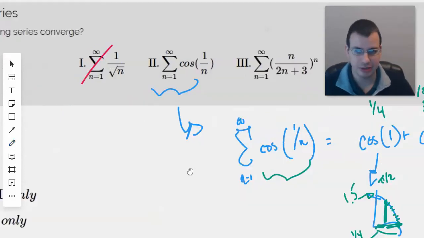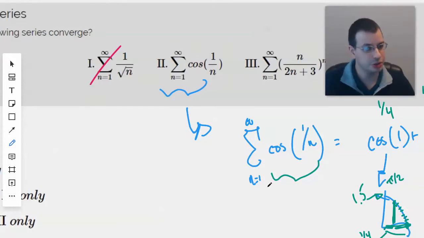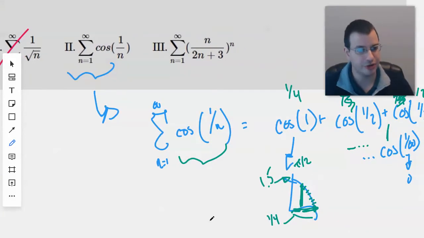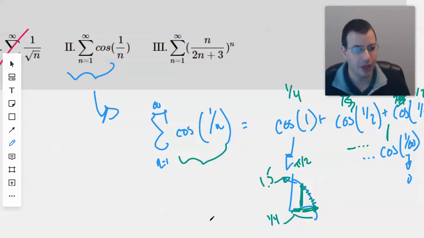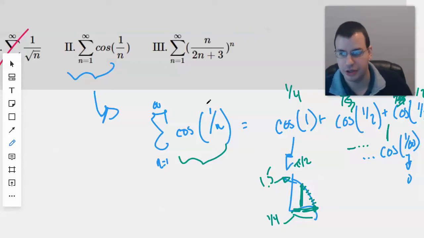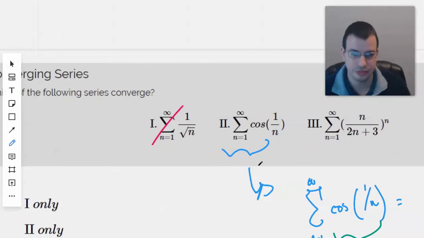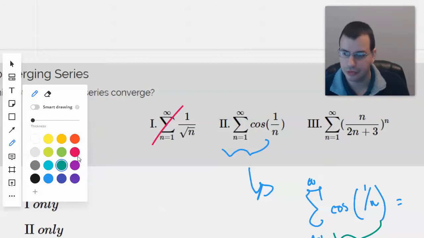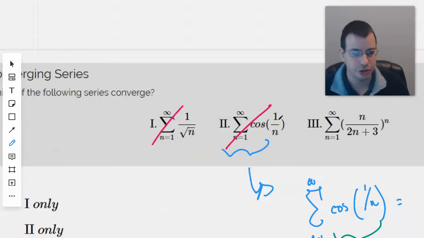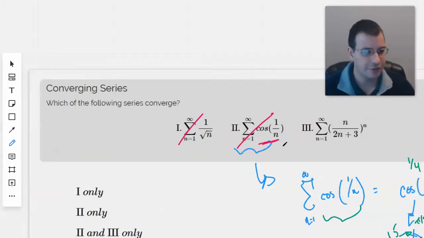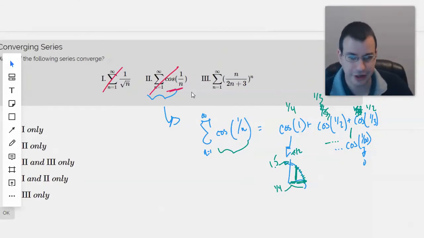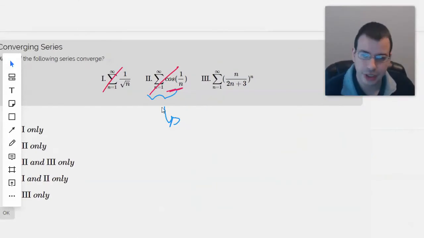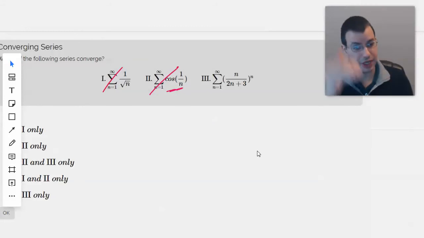And if it doesn't go to 0, at least with this previous one, it goes towards 0. Cosine of 1 over n, as n goes to infinity, doesn't even go to 0. So there's no way that's possibly going to converge. So that's going to diverge. Long story short, if the term doesn't go to 0, it's not going to converge at all. It's going to keep adding some number that's not 0 forever.